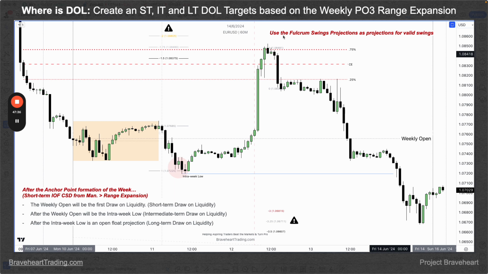So yeah, once again, just use the Falcon swing projections as projections for valid swings, right? Similar to how I use this intra-week, this inducement for the manipulation, notice how the manipulation can also be projected using a fulcrum. And that gave us a warning sign. And then the actual range expansion part here, we could create a projection for that as well. How far can the range expansion go to and through the intra-week low?